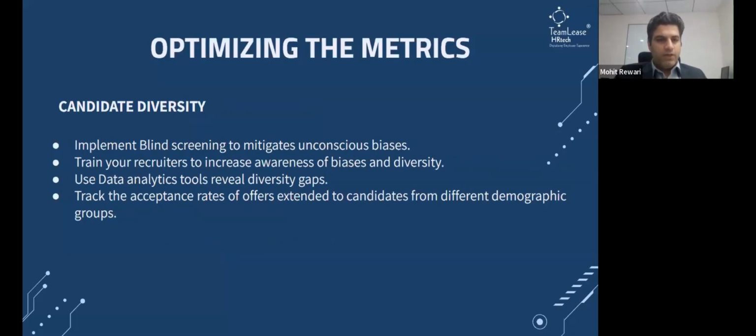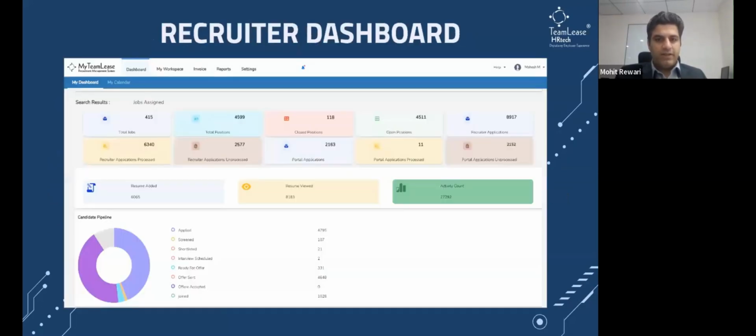Diversity, I think we can move on for now. It's pretty much clear and evident. Now let's look at the screens. A few of the screens from our core product, which helps our customers on a day in day out basis.